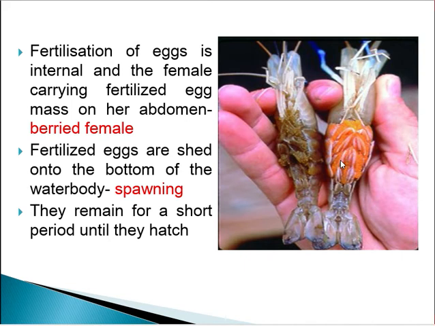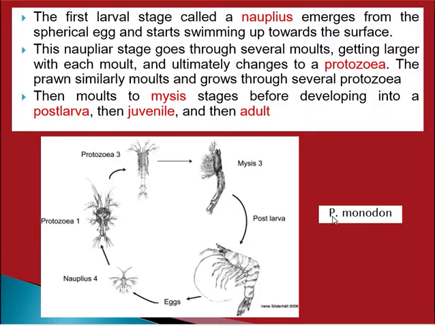Then comes the process known as spawning, where the female sheds the fertilized eggs onto the bottom of the water body, and they remain there for a short period until they hatch. Now coming to the various stages. The egg hatches into the first larval stage, which is called a nauplius, and it starts swimming up towards the surface. Here you can see the nauplius.